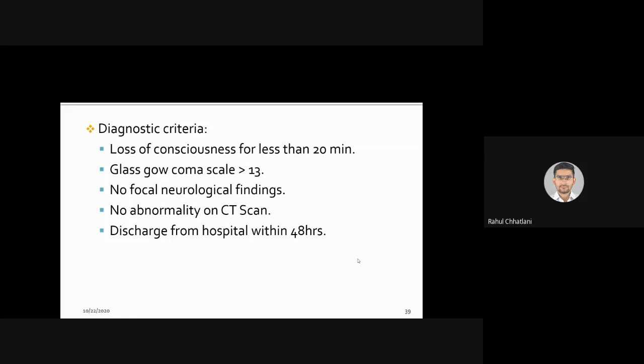So loss of consciousness for less than 20 minutes, Glasgow Coma more than 13, so 13, 14 or 15, is considered mild. No focal neurological findings. If you get an MRI, it will be normal; no specific single region is affected, and no abnormality on CT scan. Discharge from hospital within 48 hours. This is our diagnostic criteria, and only then can we say it is a mild type.